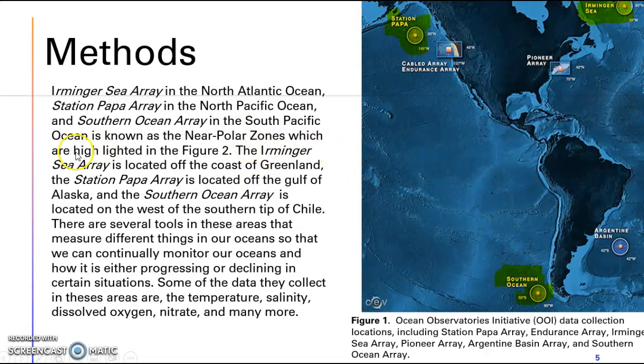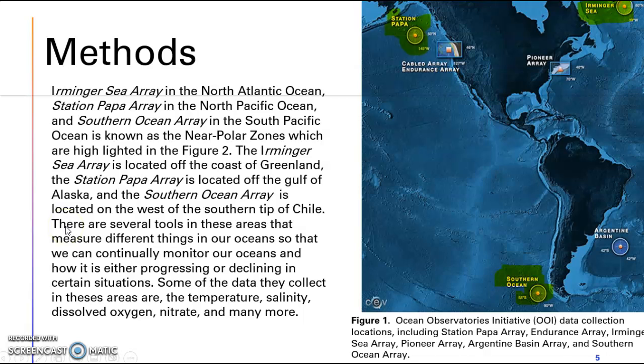The Imminger Array is located off the coast of Greenland. The Station Papa Array is located off the Gulf of Alaska, and the Southern Ocean Array is located west of the southern tip of Chile.